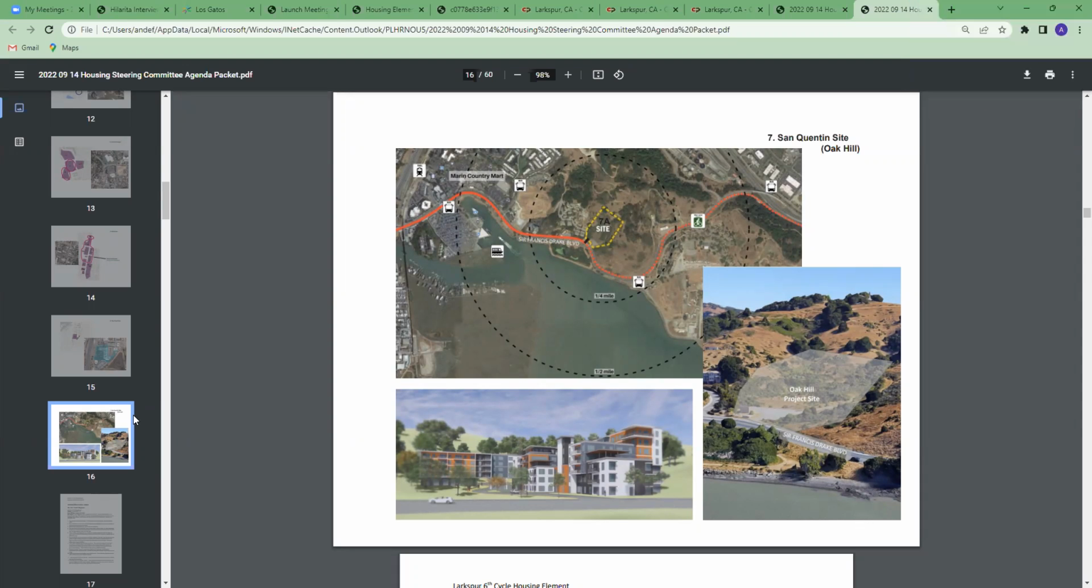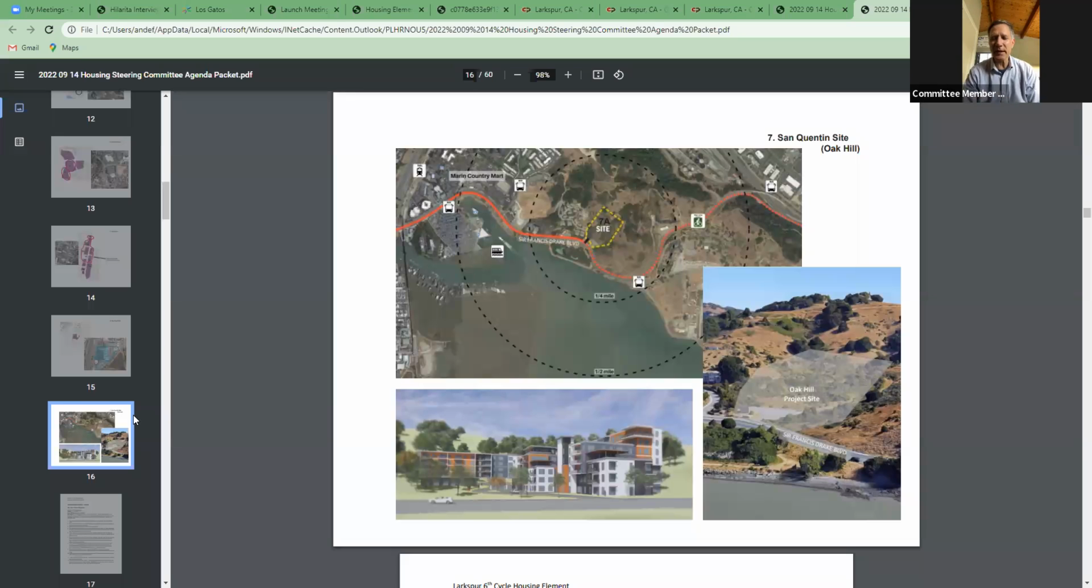I don't see why the state would have any interest in doing anything other than have us annex this property. We'll be good stewards of it. It makes sense from a housing perspective, and they don't have to deal with it anymore.